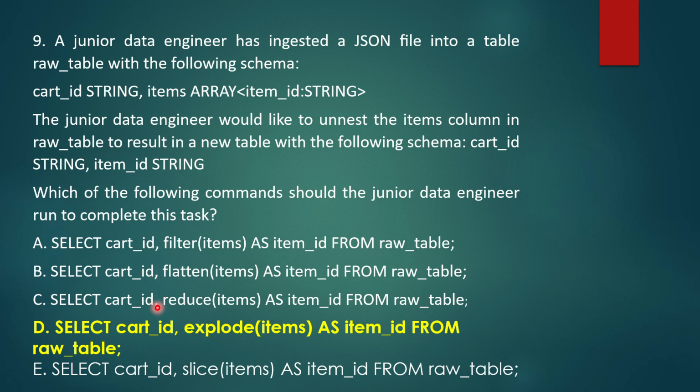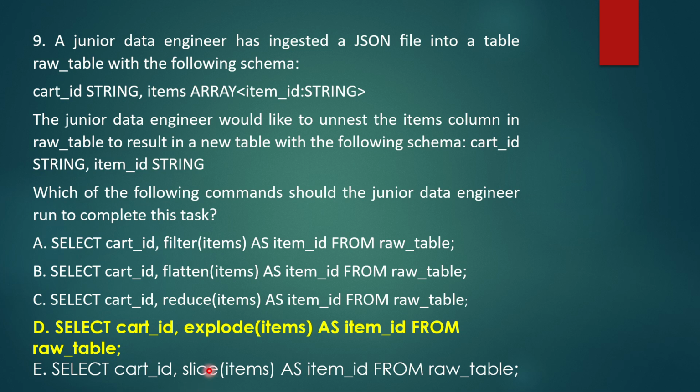So why are A, B, C, E not correct? Filter in Spark SQL returns a subset of the array. Flatten is used for arrays of arrays. Reduce takes an array and aggregates it into a single value. Slice retains a part of the array.